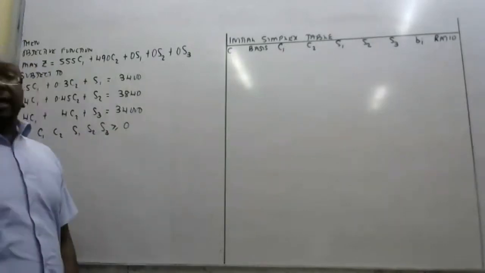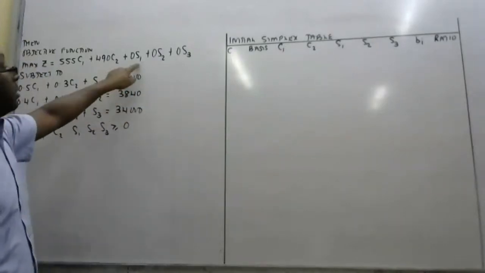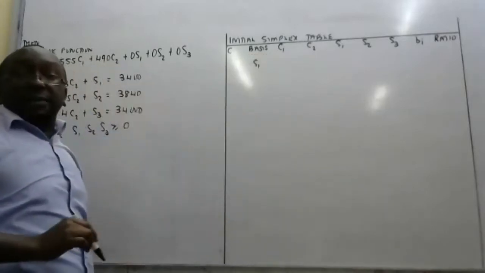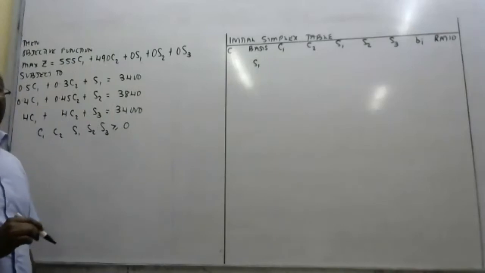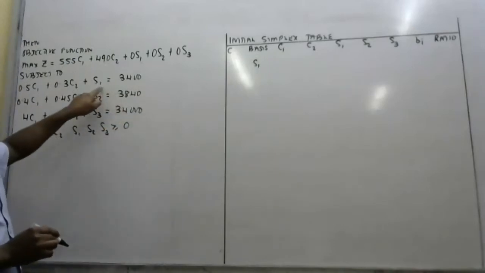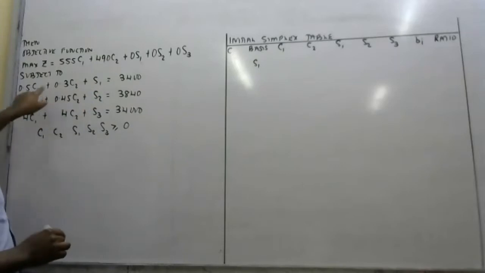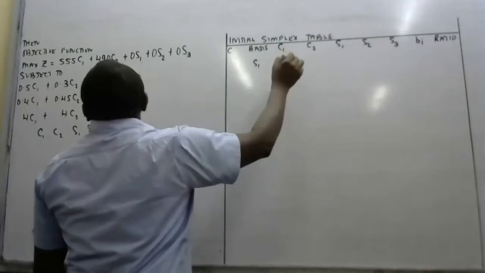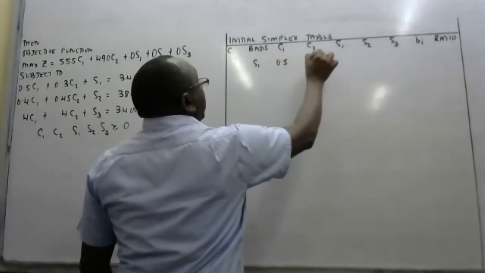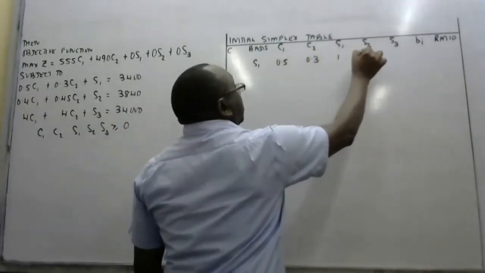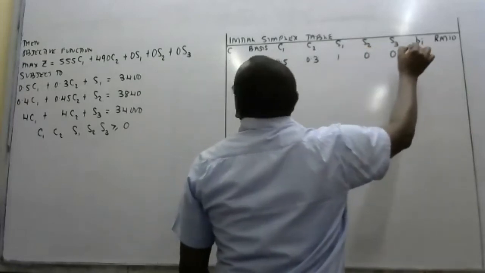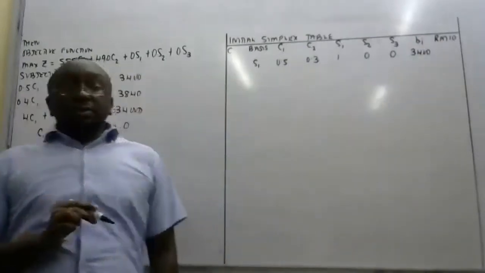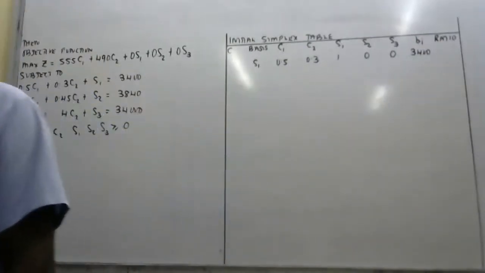So the first thing is to bring in S1. S1 is the first item that comes in. When it comes in, you come back here where there is S1 and pick these coefficients. So this is 0.5, this is 0.3, this is 1, this is 0, this is 0, and this is that 400. So you pick those coefficients.